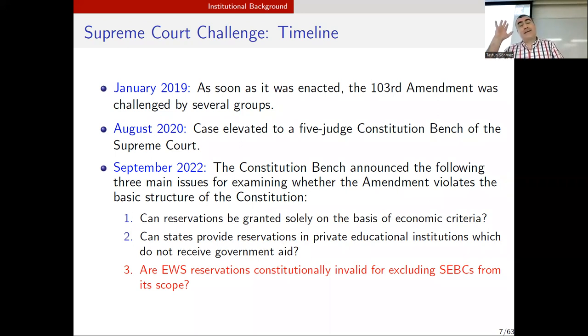And already in the hearing, something very interesting happened. Like in the paper, before September 2022, we were making some suggestions. And one of the suggestions was that you cannot exclude people who are eligible for other reparatory VR protections from EWS. It just doesn't make sense. And the issues were already apparent. I will show you what the issues were.